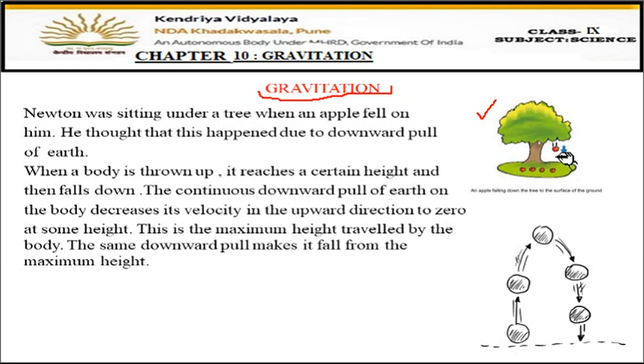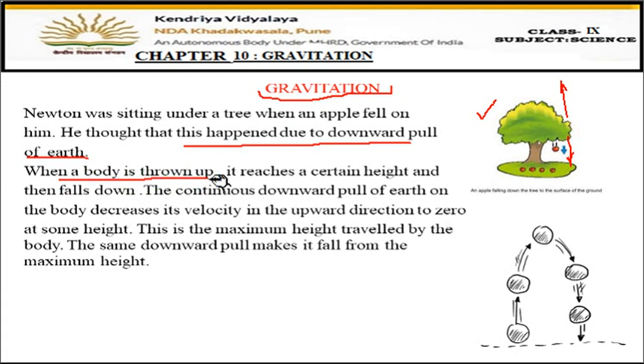So here you can see that whenever the apple is dropped from the tree, it always comes down on the earth. Why is the apple not going into space in the upward direction, but always falls in the downward direction? So Newton was sitting under the tree and he thought that this happened due to some downward pull of the earth. So the question comes to mind: why is the apple falling down? Why is the apple not going in the upward direction? So he thought that there is some kind of downward pull of the earth which is attracting things towards the center of the earth.